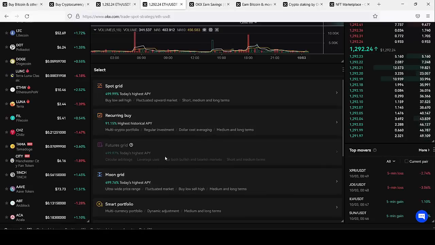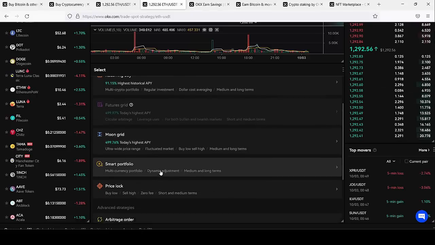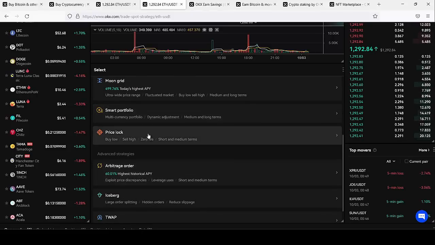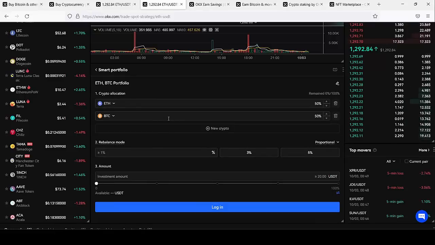You don't need to think about the market. You just invest the money and watch how they trade on the platform. There's also a smart portfolio price lock. For example, with the smart portfolio, you can make a portfolio that will automatically balance all the cryptocurrencies at about the same price. So for example, if you invest $1,000 and set up 50% on Ethereum and Bitcoin, when the price of Ethereum rises a lot, it will automatically sell part of the Ethereum and buy Bitcoin to keep the ratio of 50%.